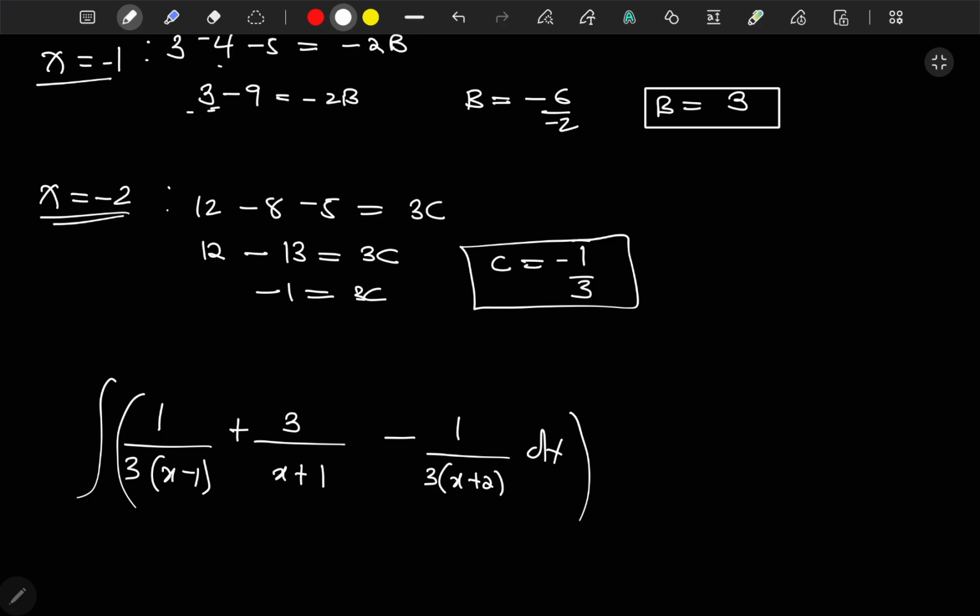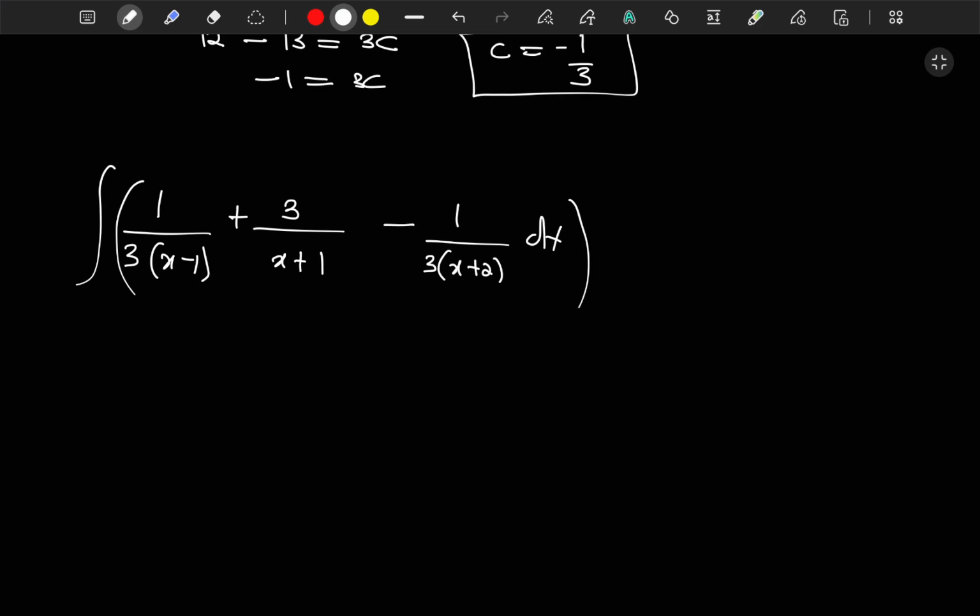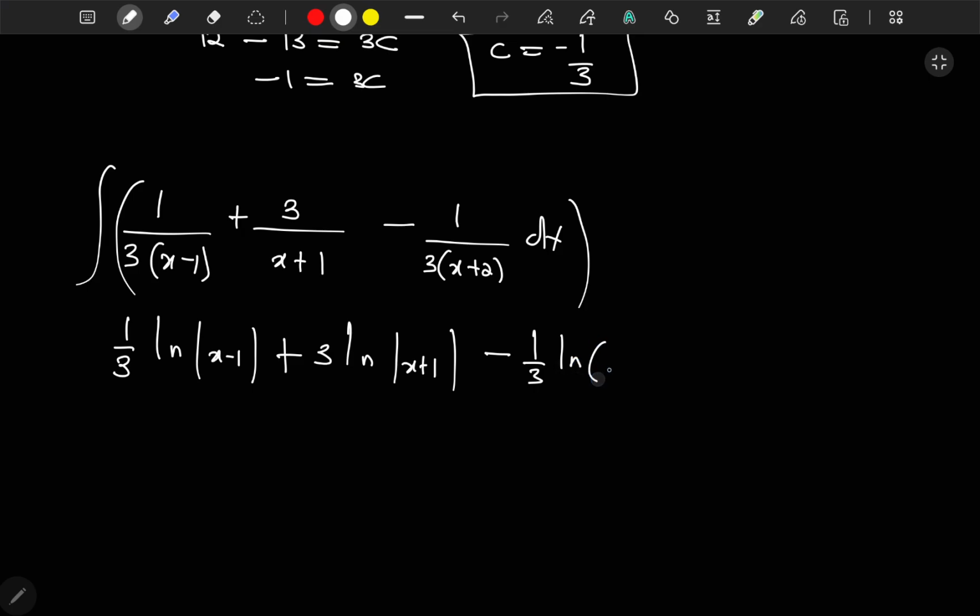This one is now easier to deal with. You can break this into parts. Integrate this part, you get 1 over 3 natural log of x minus 1, plus integrate this one, you get 3 natural log of x plus 1, minus 1 over 3 natural log of x plus 2, then plus C.